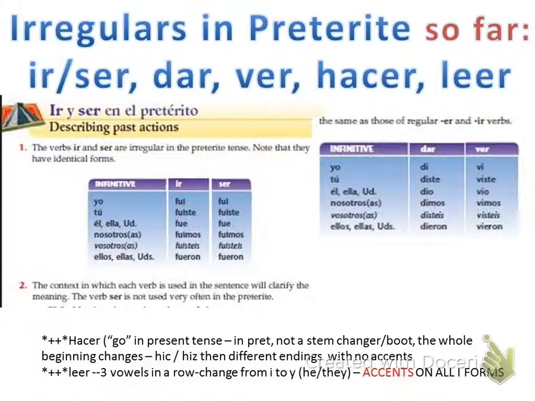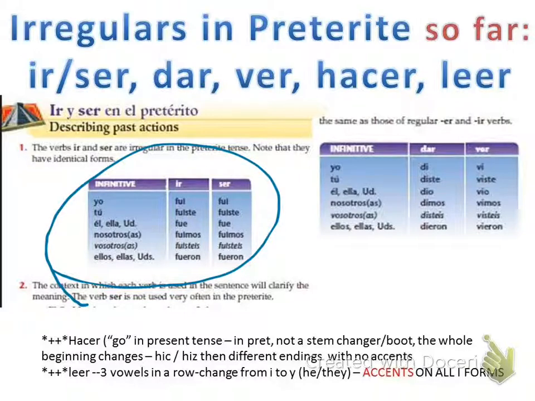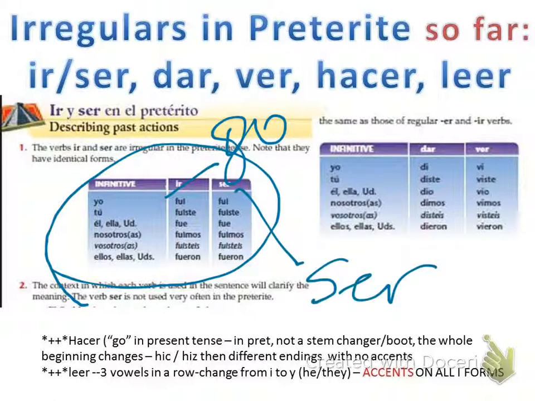For the irregulars, the ones that we covered so far are ir and ser, which share the same box. Remember that you don't have to know why yet, but basically the ser verb isn't used very much in the preterite past tense. It's used more in the imperfect past tense, which we will get to. For now, just know that ir and ser, even though they have two very different meanings, the verb ir is to go, and the verb ser is to be. So one of our to be's, the other to be verb, we will come back to and talk more about later in the semester when we're ready for those.